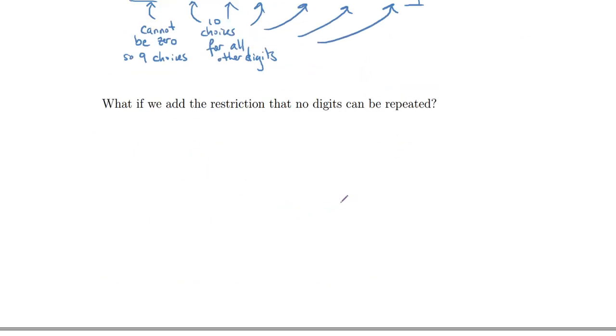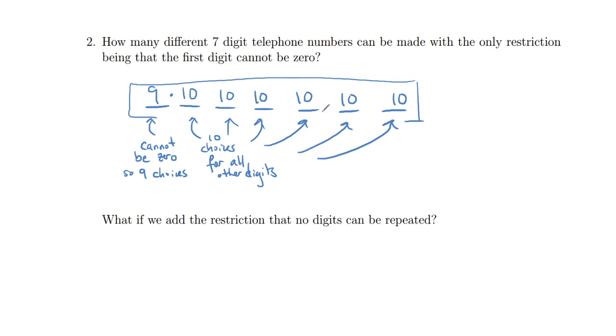Okay, what if we add the restriction that no digits can be repeated? So kind of using the same procedure, 3, 4, 5, 6, 7. We still have the assumption that the first one cannot be 0, so there'll be 9 choices, since it cannot be 0. So I have 9 choices for this. And then, up here I should have written all these as a product.